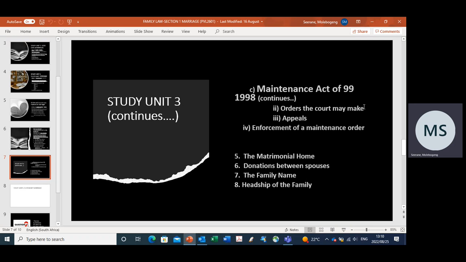The date does not change because the person has appealed. The date still continues until there is a new judgment from the appeal, which overrides the court order. Then the maintenance will stop. But if the appeal is still to be attended to and to be decided over, the maintenance order still stands.